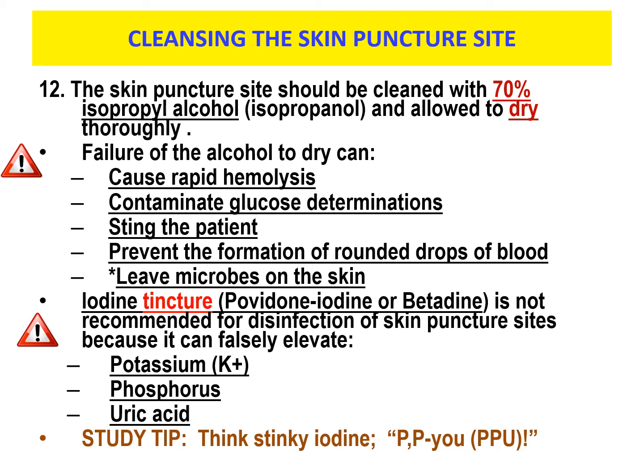Cleansing our site, right? We want to make sure our site is clean prior to puncturing our site, whether it's venous or a skin puncture for capillary blood. So we use 70% isopropyl alcohol, and it's allowed to dry thoroughly, right? Because when we don't let our alcohol dry, it can cause rapid hemolysis of our sample. It can contaminate the glucose determinations, which means we'll be reporting out some erroneous glucose results, right?